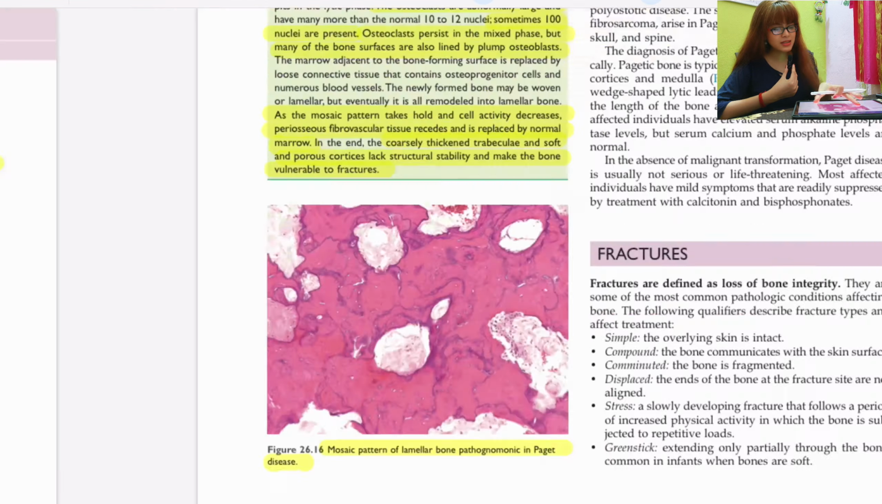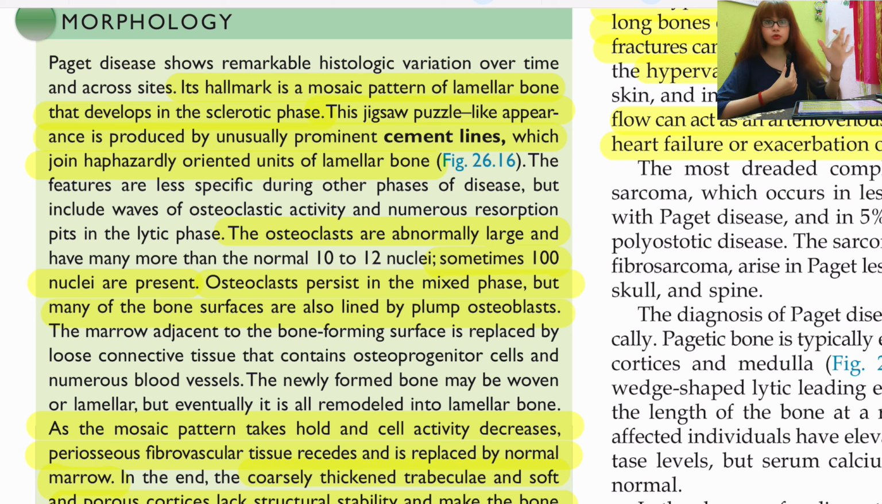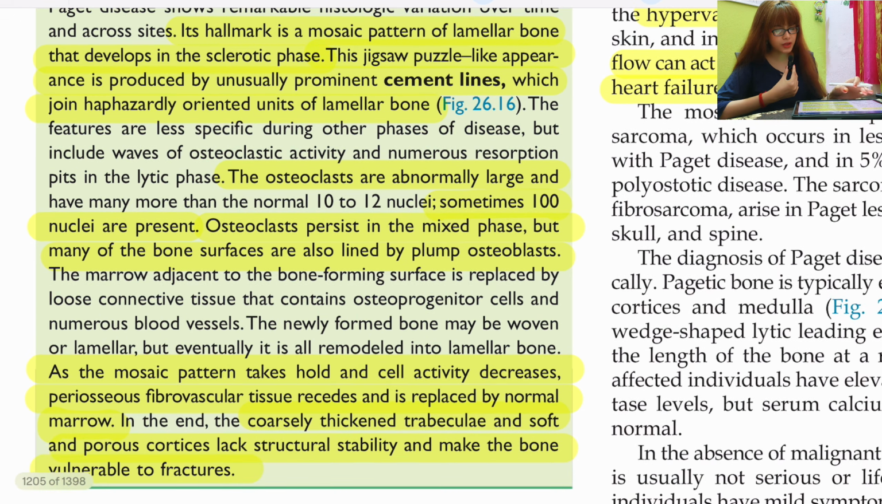So this word is important: jigsaw puzzle like appearance of bone deposition. The osteoclasts are abnormally large. They have so many nuclei, and the osteoclasts also persist in the mixed phase, but many of the bone surfaces are also lined by plump osteoblasts. So osteoblasts and osteoclasts, both of them have activity over here.